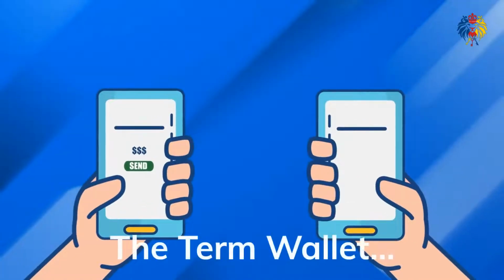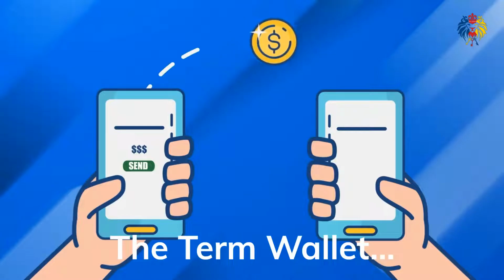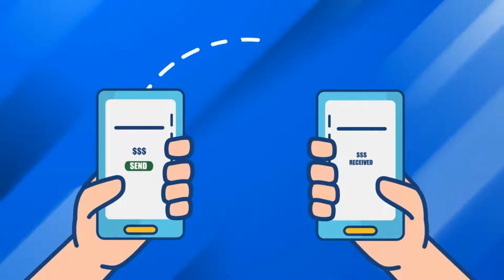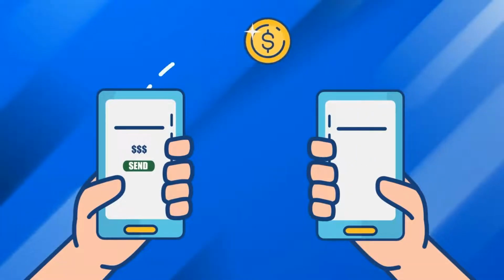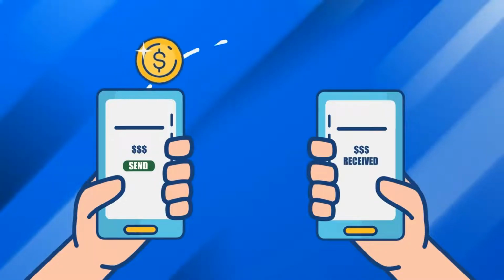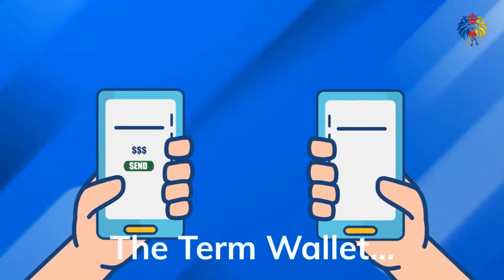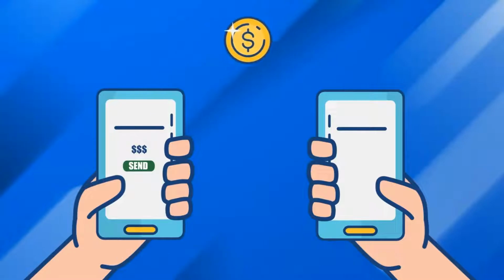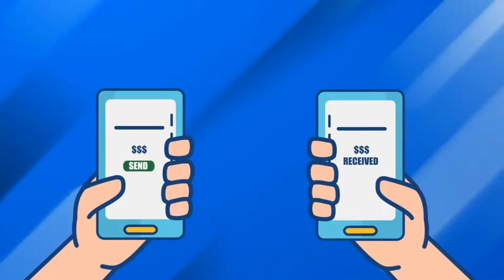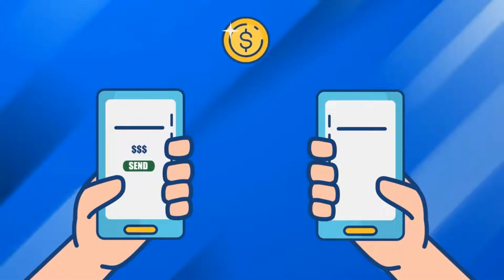So, the term wallet is actually somewhat of a misnomer, as crypto wallets don't really store cryptocurrency in the same way physical wallets hold cash. Instead, crypto wallets read the public ledger to show you the balances in your addresses and also hold the private keys that enable you to make transactions.